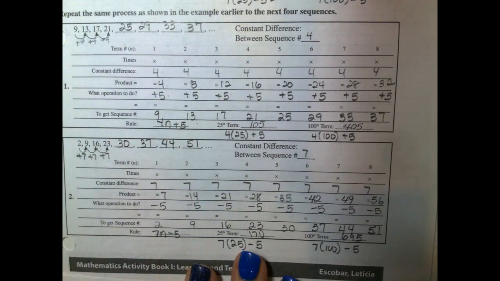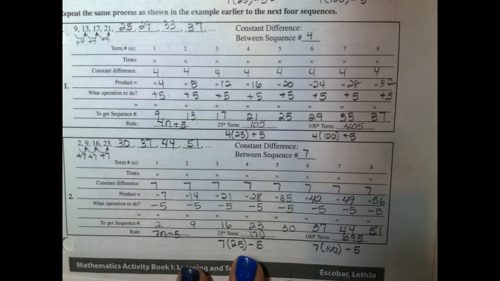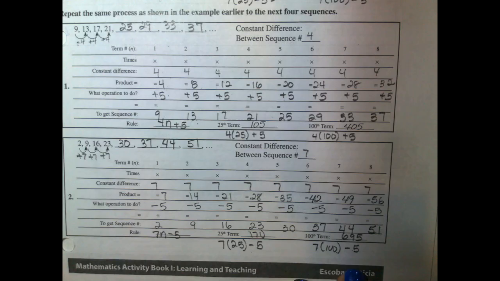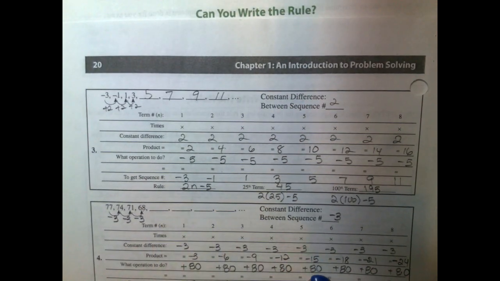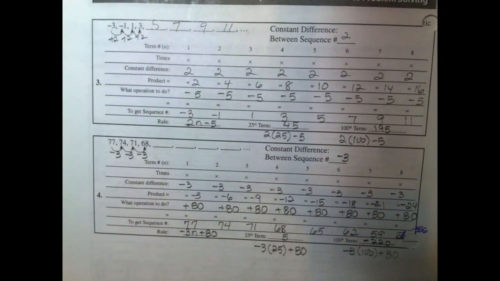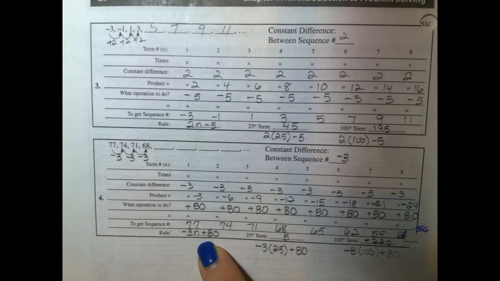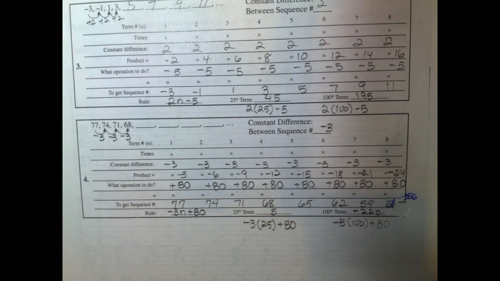In this one, I do want to point out that not always are you going to have positive numbers. You can end up with negative numbers, or you can end up with negative products as well. So for example, look at number 4. See, the constant difference is -3. So it's -3n plus 80. That can happen. And see that the 100th term is -220. Yes, it can happen.